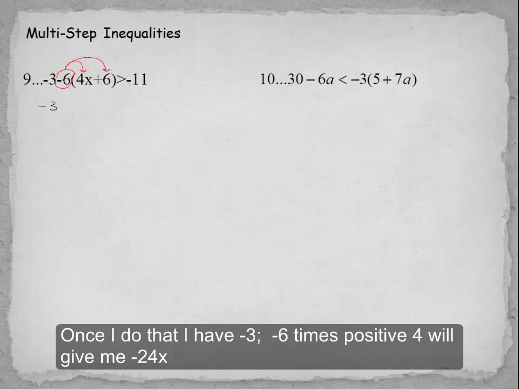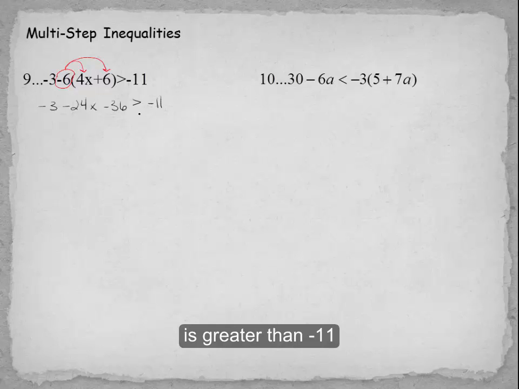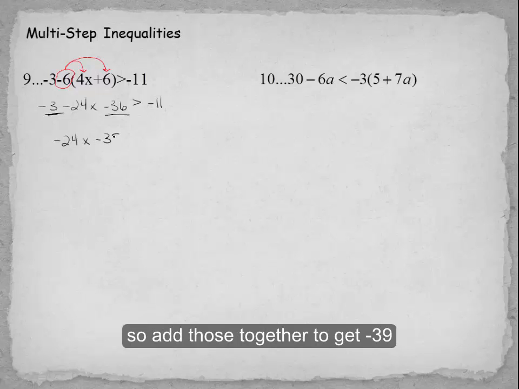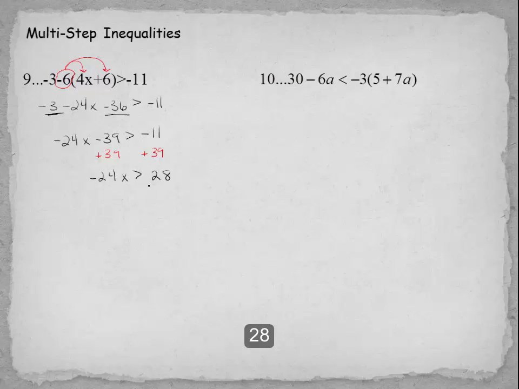Once I do that, I have negative 3. Negative 6 times positive 4 will give me negative 24x. Negative 6 times positive 6 will give me negative 36. It's greater than negative 11. The next thing I need to do is combine like terms. I have negative 3 and negative 36. Those are like terms. So I'll add those together to get negative 39 is greater than negative 11. Add 39 to both sides. And I get negative 24x is greater than 28.